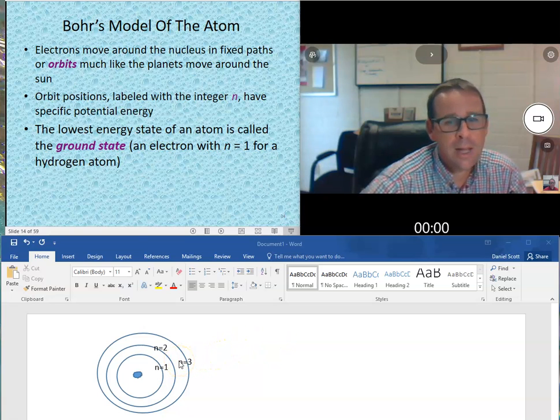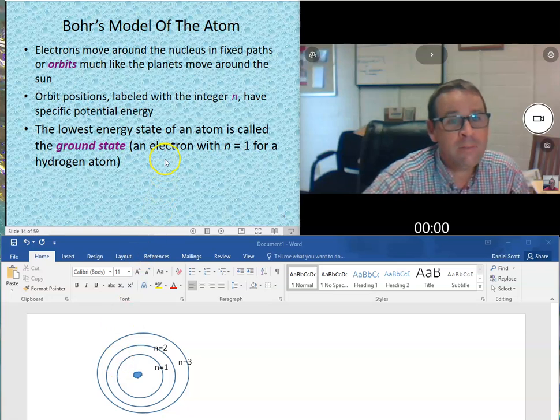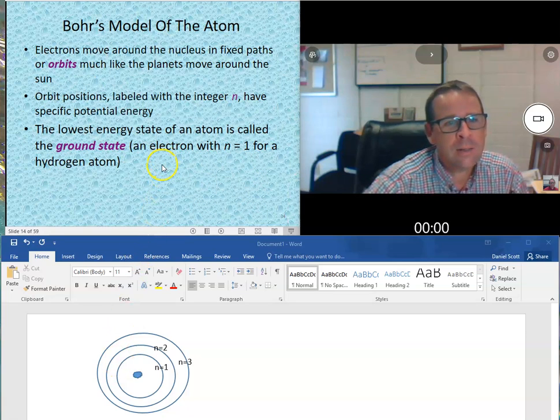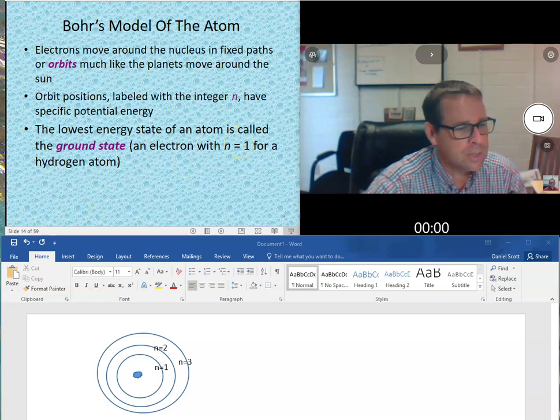So n never equals 0. We don't ever have n equals 0. N is representing the distance from the nucleus, so there's always 1. And it's not in meters or nanometers or anything like that. It's in terms of energy. So that n value is a number that tells us how much energy it is, because it also relates to the distance the nucleus is from the orbital.